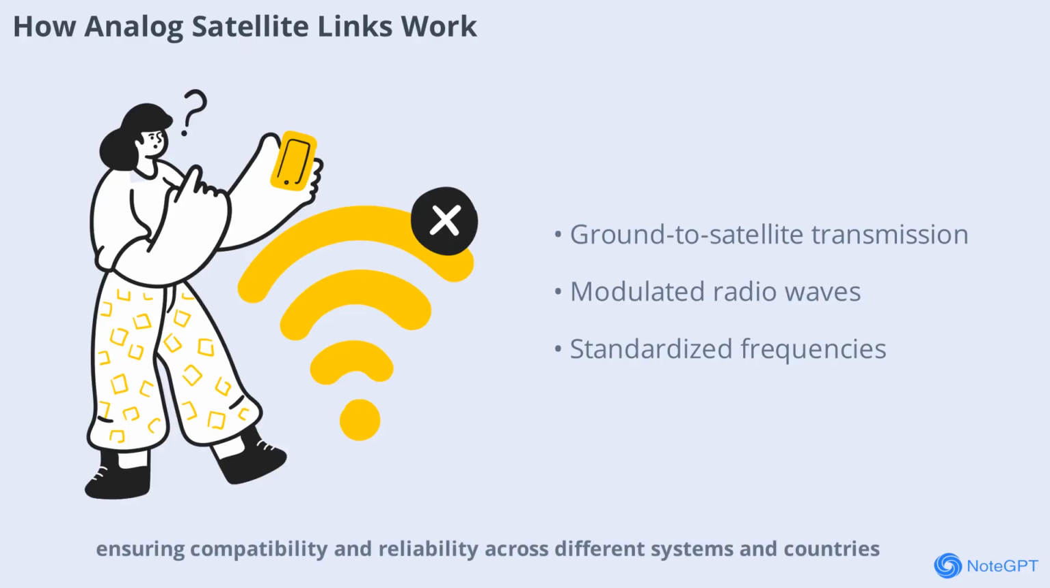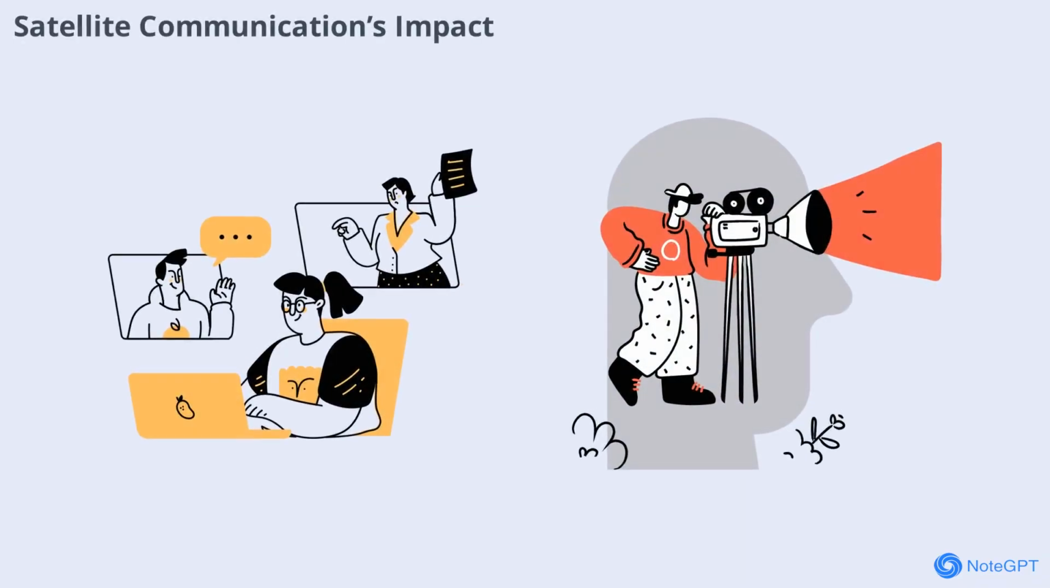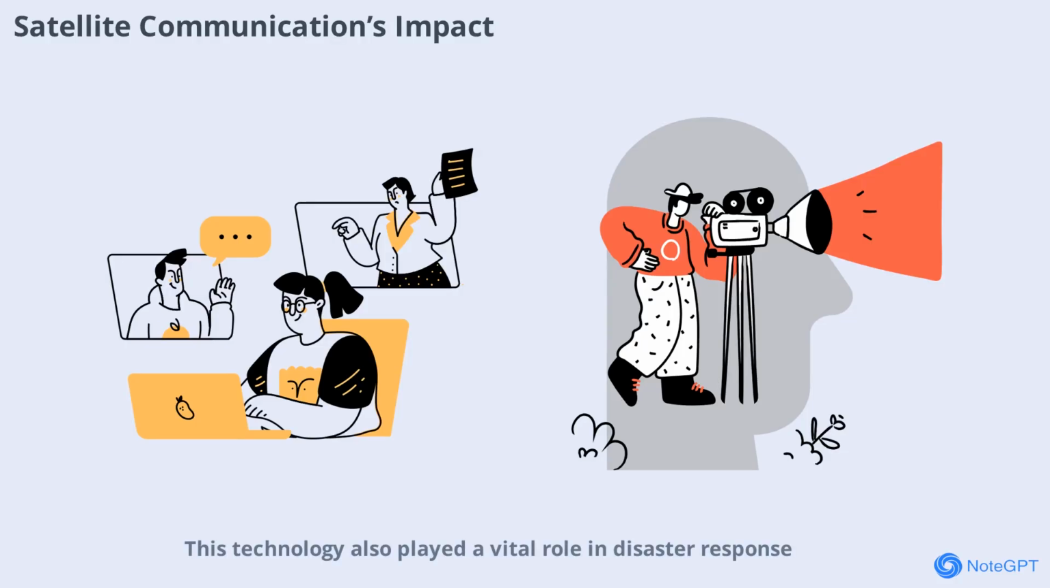different systems and countries. Introduction of satellite communication transformed the way the world connects. It enabled instant communication across continents, making international phone calls, live TV broadcasts, and global data sharing possible. This technology also played a vital role in disaster response, military operations, and scientific research. The standards developed for satellite communication ensured that different countries and organizations could work together seamlessly, fostering international cooperation and understanding.